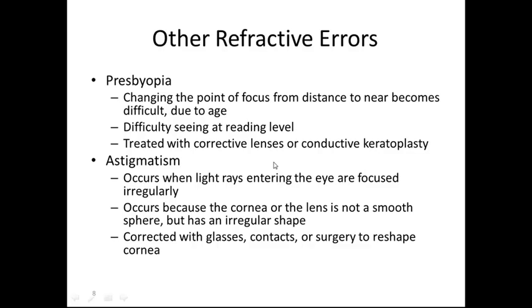This is often treated with corrective lenses or conductive keratoplasty. And astigmatism occurs when light rays entering the eye are focused irregularly. It occurs because the cornea or the lens is not a smooth sphere, but it has an irregular shape, almost like a football shape. This is oftentimes corrected with glasses or contacts, or surgery can be done to reshape the cornea.